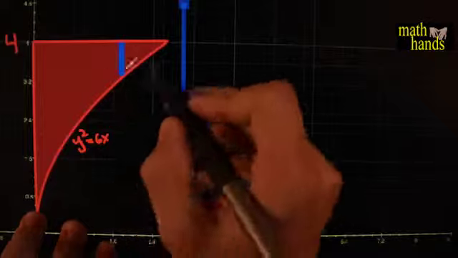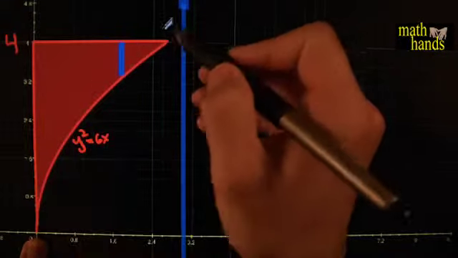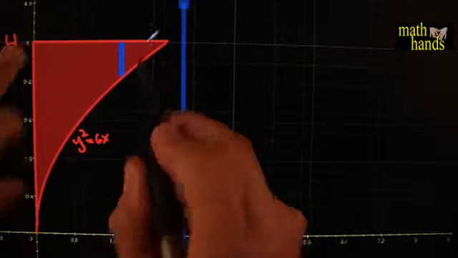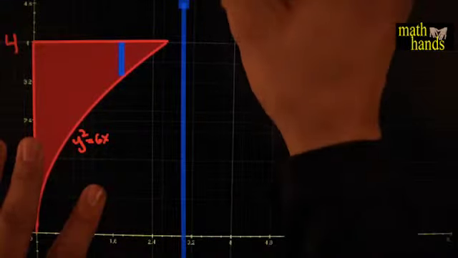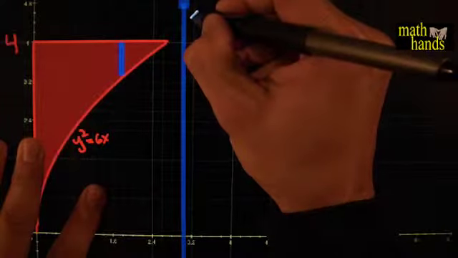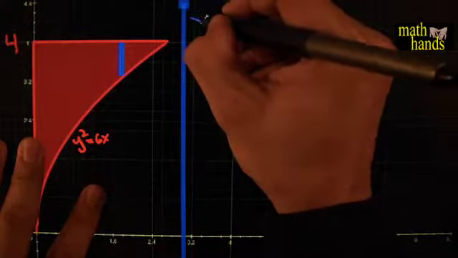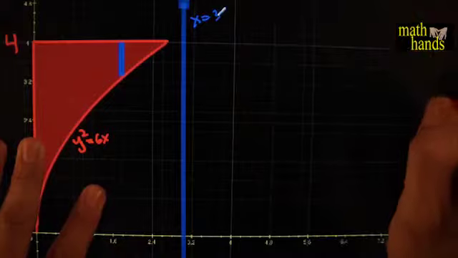Let's try this one. We got a little funky curve here, bounded by the y-axis, y squared equals 6x, and y equals 4. Those are the boundaries, and we're spinning it around, say, x equals 3.